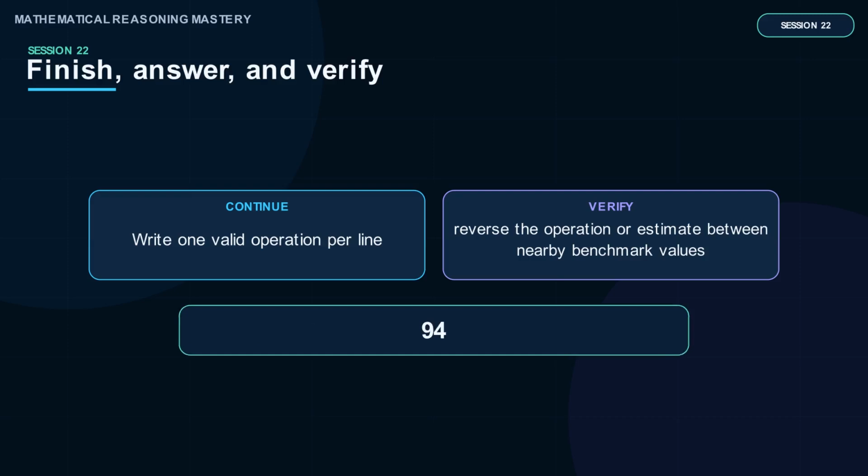Compare it with the exact target and reject any choice that represents a common intermediate step. Verify from another direction, reverse the operation, or estimate between nearby benchmark values. The check should use evidence independent of the original calculation whenever possible.